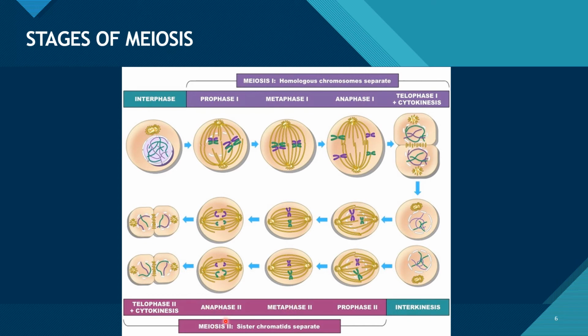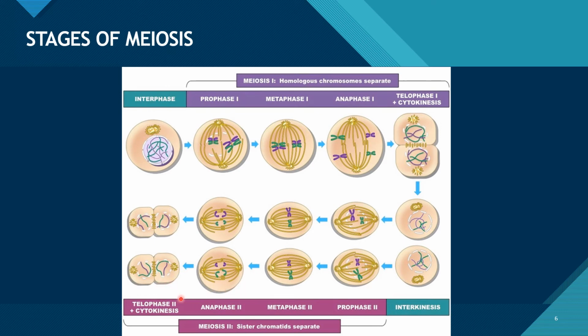Next, in anaphase II, the centromeres of the sister chromatids finally separate, and the sister chromatids of each pair are now independent chromosomes. So over here, we saw these X's, they were still together, but over here, they break off into the V shape, so they're no longer together in those X's. The daughter chromosomes move toward the opposite poles, so remember these two opposite ends.